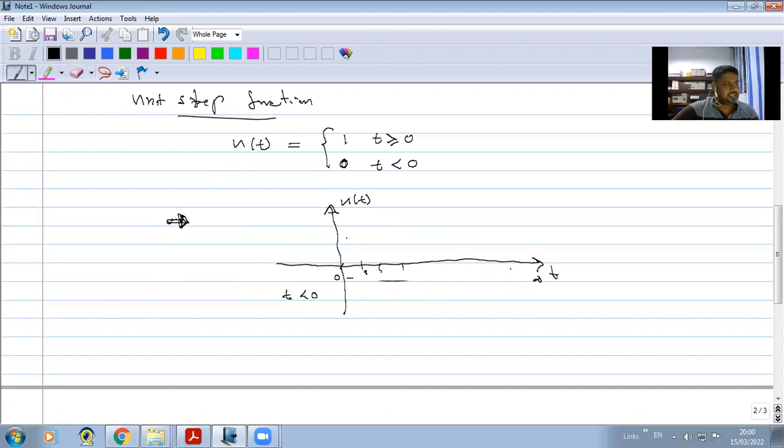It is just like this. It is a constant value. Okay, so this is 1. This is the u(t) signal. We can say that this is a constant DC voltage signal, a voltage signal that is generated from a rectifier.